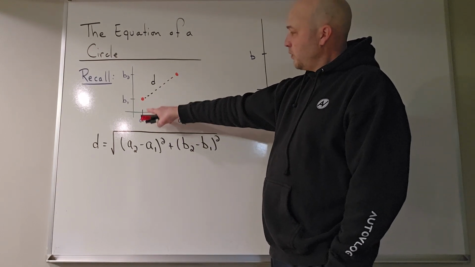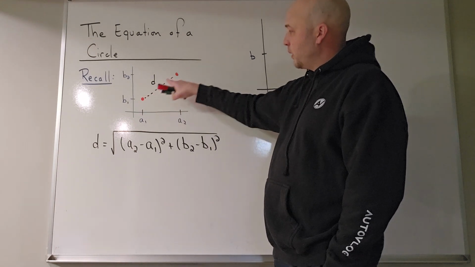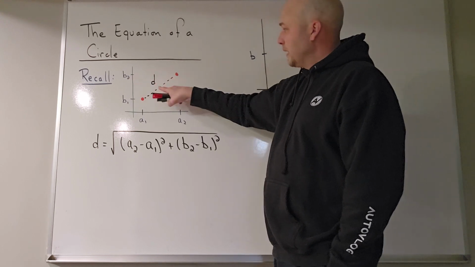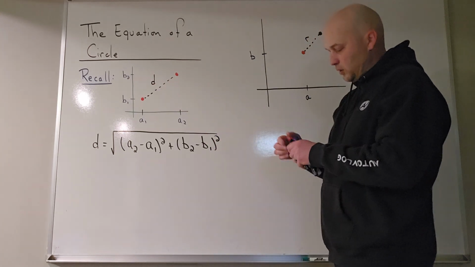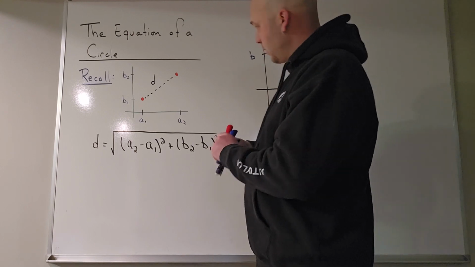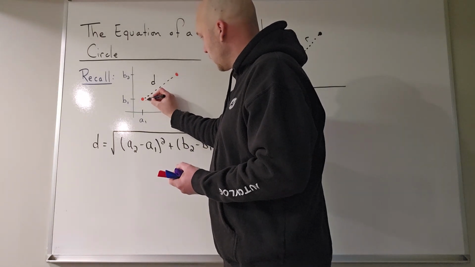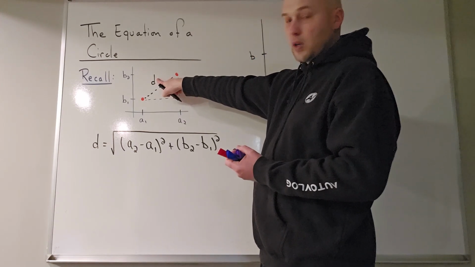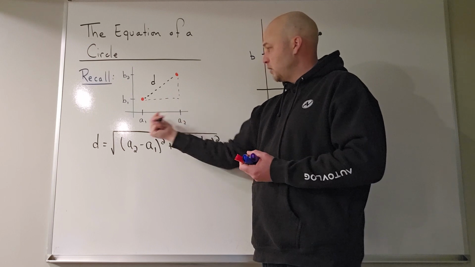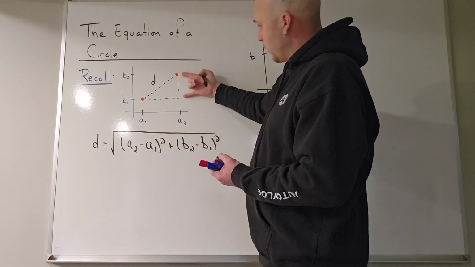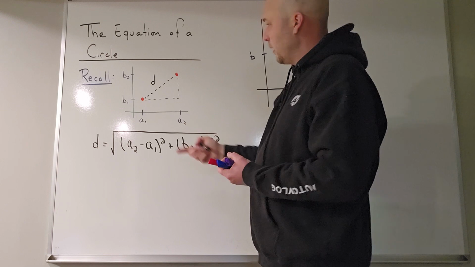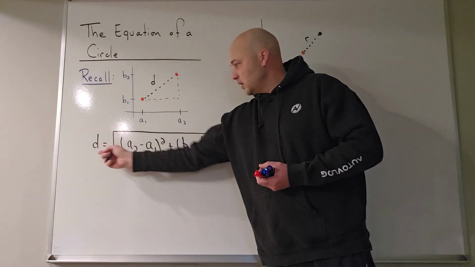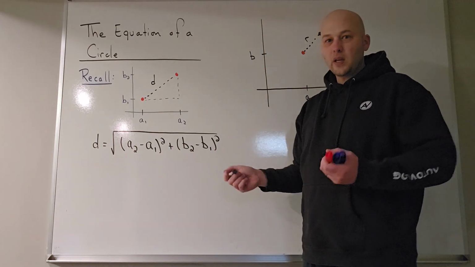So recall, if I have 2 points in the plane, this red dot, which would be A1, B1, and this red dot, A2, B2, the distance between those we find using the Pythagorean theorem. So remember that I can turn this into a right triangle. So the square of this length, which is A2 minus A1, plus the square of this length, which would be B2 minus B1, and then I would take the square root of that to get the distance formula. So this right here gives you the distance between any pair of points in the plane.